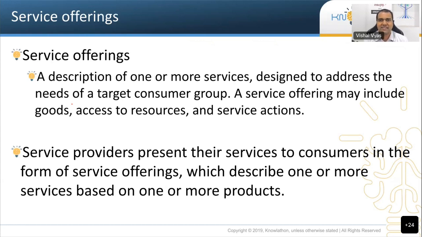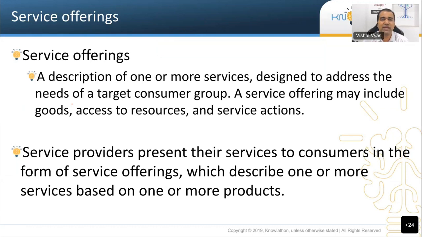Then there is another set of individuals who want to get the maximum work done, because my time is very valuable. I want to get the work done. I want to check emails. I want to use my laptop. So for this target group, a business class service is designed. And I'm an individual who wants to simply reach Dubai, I don't want any other stuff. I want to reach Dubai safely and on time. So I can buy an economy ticket. A description of one or more services designed to address needs of a target consumer group.